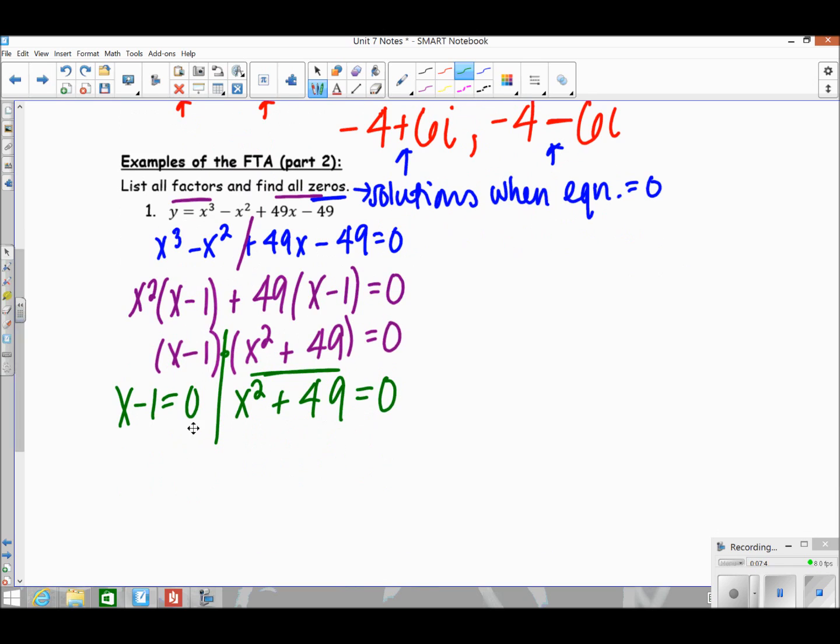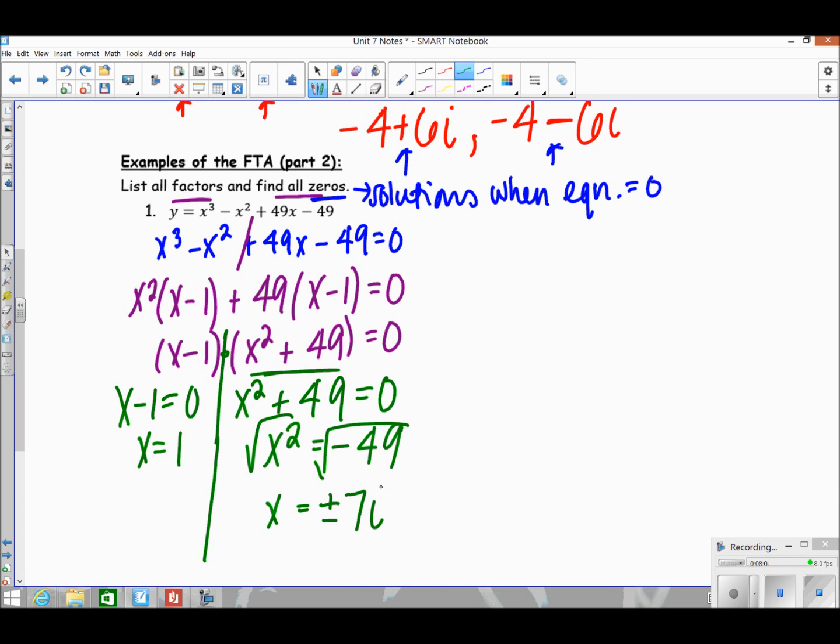So x minus 1 equals 0 is going to give me x equals 1. And then over here, I'm going to have x squared equals negative 49. And then I can take the square root of both sides. And just remember, when you take the square root of both sides, you've got to have your plus or minus. So I have x equals plus or minus. And if you remember, whenever we're taking the square root of a negative, you get your i's, and the square root of 49 is 7, so it's going to be plus or minus 7i.